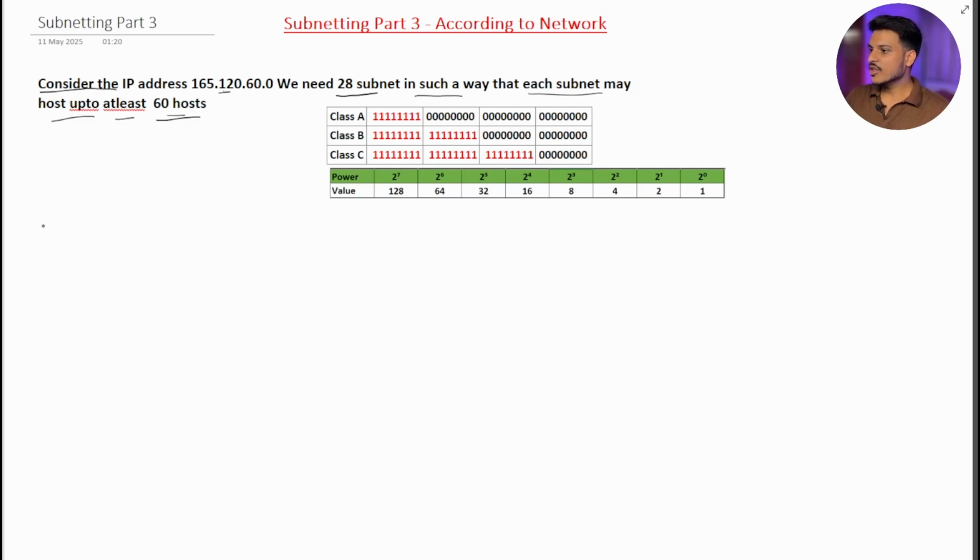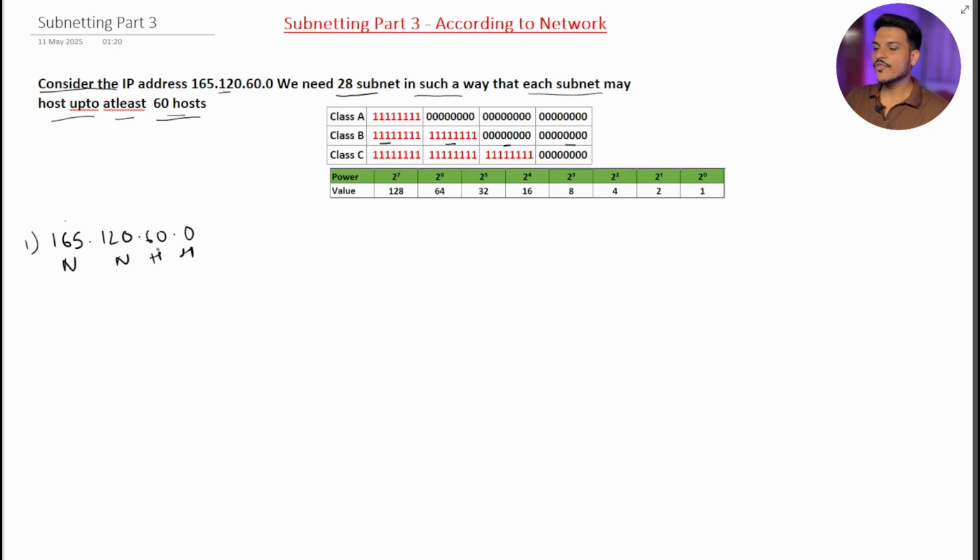In the first step, we write the given IP address as it is: 165.120.60.0. Now we have to identify the bits given to network and the bits given to host. In class B, the first 2 octets are given to network, and the 3rd and 4th octets are given to host.